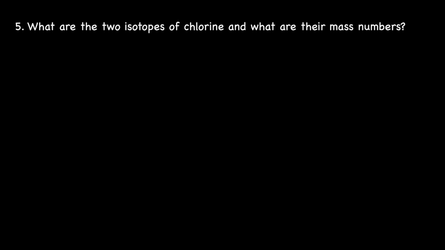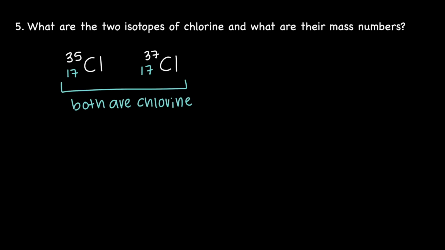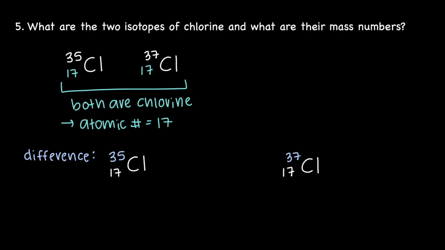Question 5. What are the two naturally occurring isotopes of chlorine, and what are their mass numbers? Chlorine exists primarily as chlorine-35 and chlorine-37. Both are chlorine, so both must have an atomic number of 17, meaning 17 protons. The difference is in the nucleus.